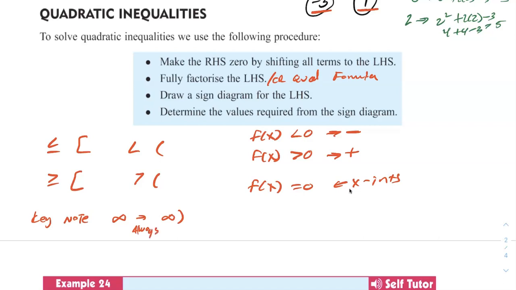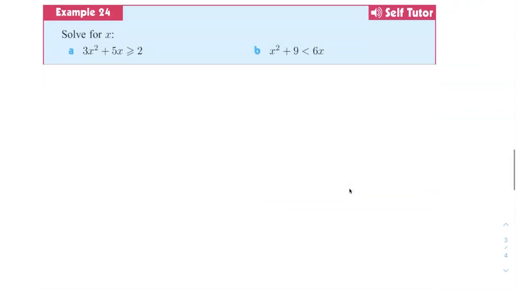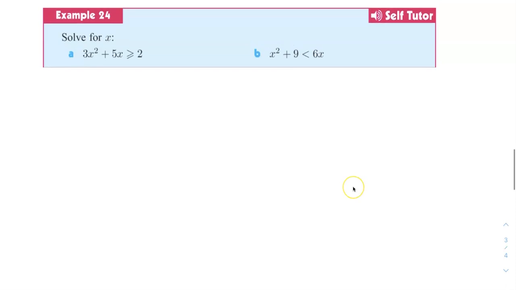Okay, so let's move on. Let's solve for x on this one. So we're going to set equal to 0. So we get 3x squared plus 5x minus 2 equals 0. Now again, you can either factor or you can use the quadratic formula. I believe this one does factor perfectly.